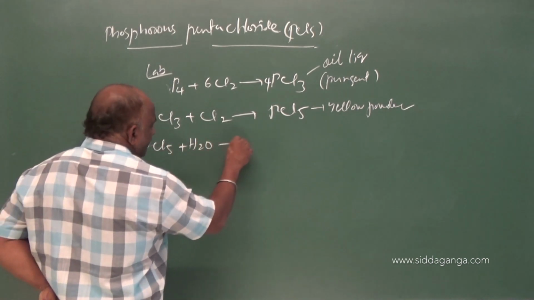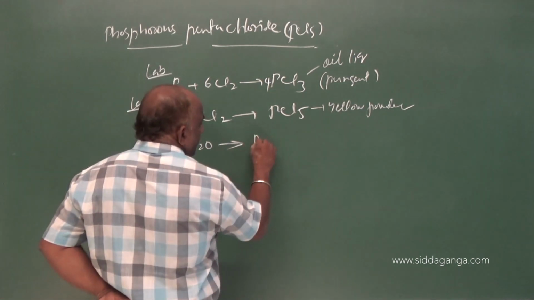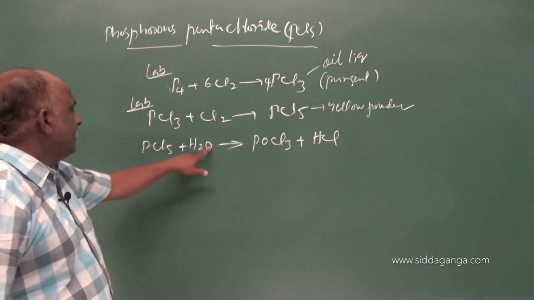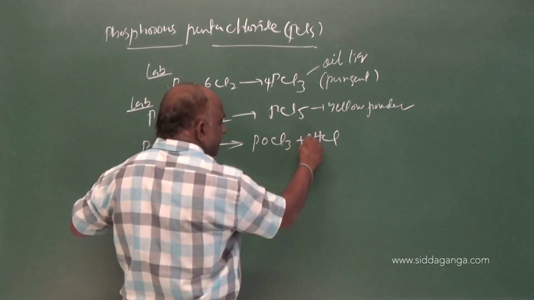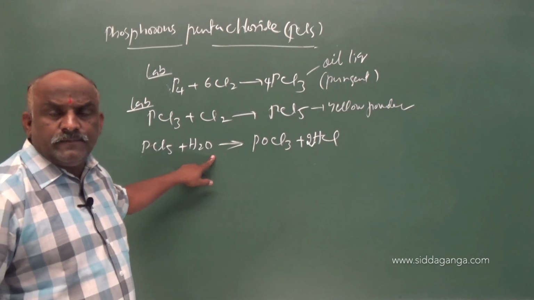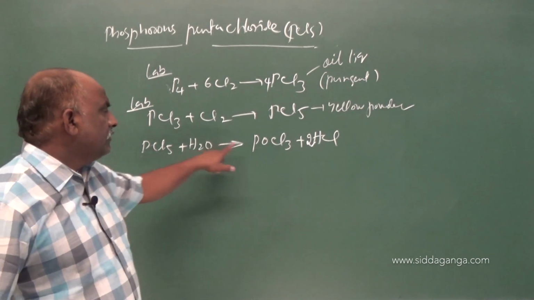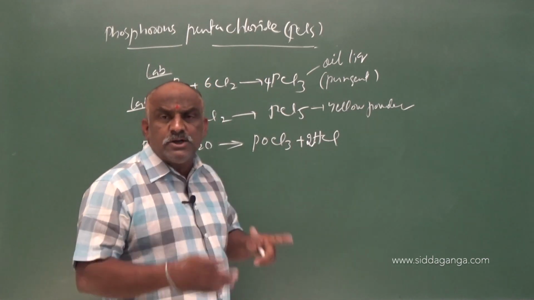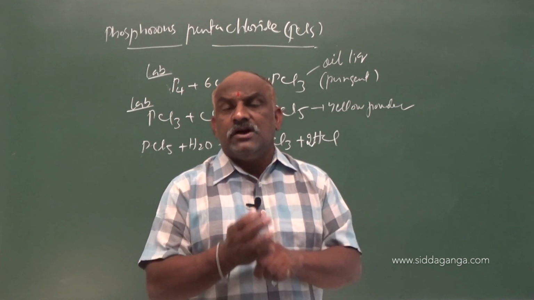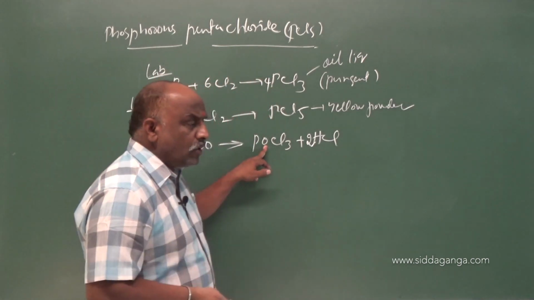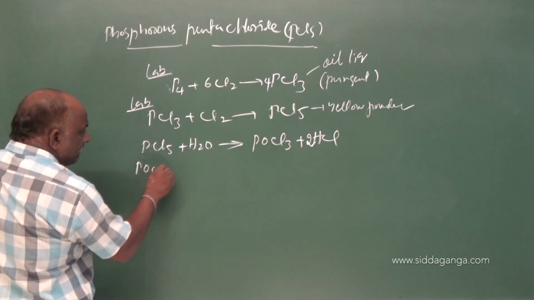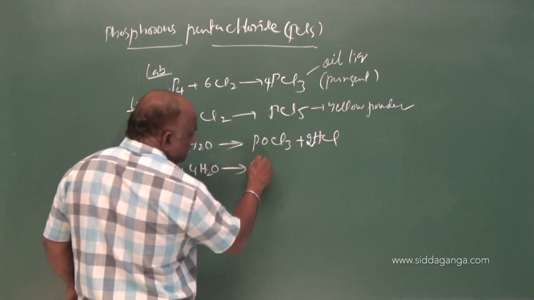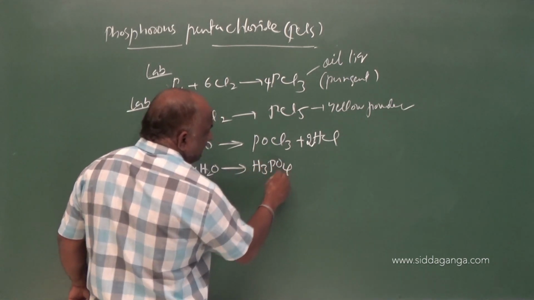So, yellow colour powder and pungent smell, and PCl5 dissolved in water, what will you get here? POCl3 plus 2HCl. PCl5 dissolved in water gives rise to POCl3 plus HCl. POCl3 is called phosphoryl chloride or phosphorus oxychloride, and this phosphoryl chloride further reacts with water molecules, leading to the formation of H3PO4.